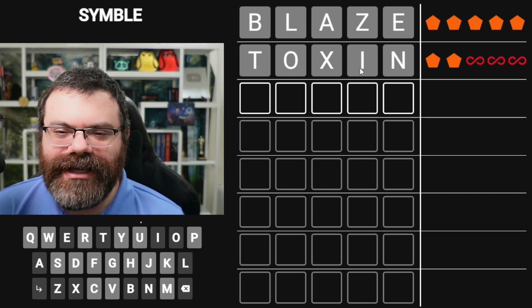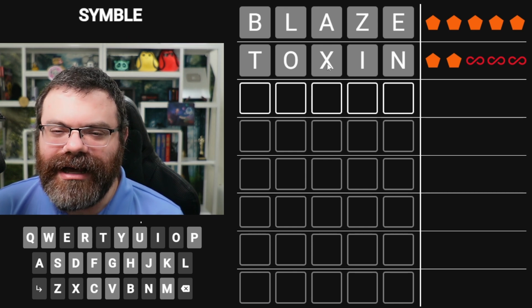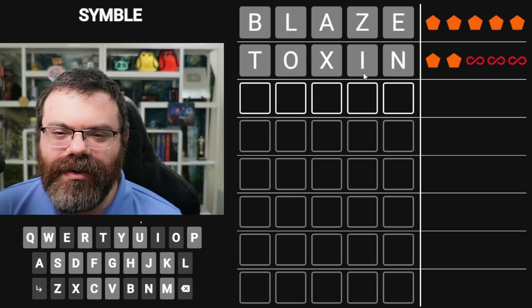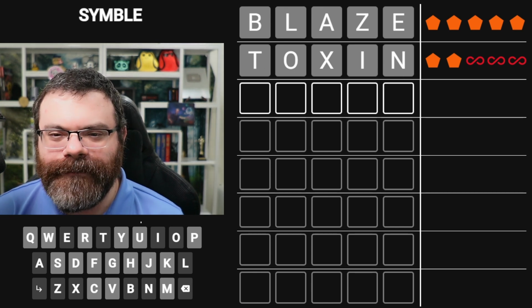And yellows in Symble, the way they work is they're different than Wordle. These affect the slot. The slot is yellow, meaning a different letter that we guessed goes in that slot. So a T, O, I, or N goes in the middle. And similarly for these two, T, O, X, or N goes in the fourth, and T, O, X, I goes in the last. So what do we want to do there?